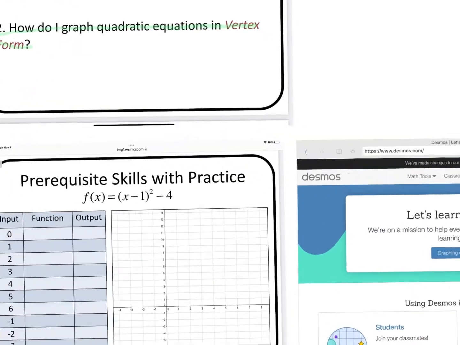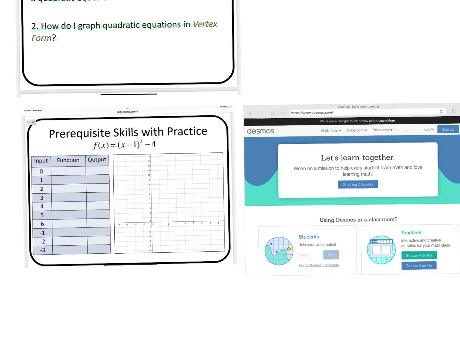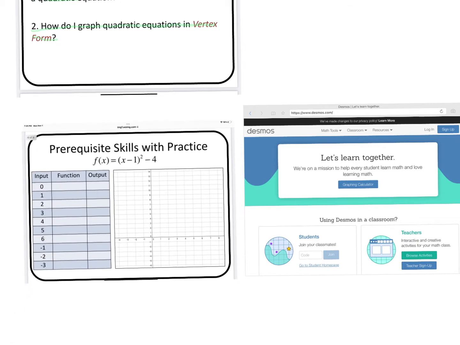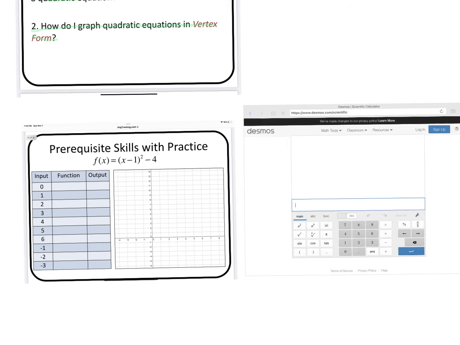But one of the first things that we want to do is be able to manipulate our vertex form and plug in some points and see where this takes us. So we're plugging in points for x of the vertex form, and what we want to do is go over to Desmos, because that is one of our best ways to all be on the same page, and it has that slick tool. If I go to Math Tools and go to Scientific Calculator, we can start plugging in these values.